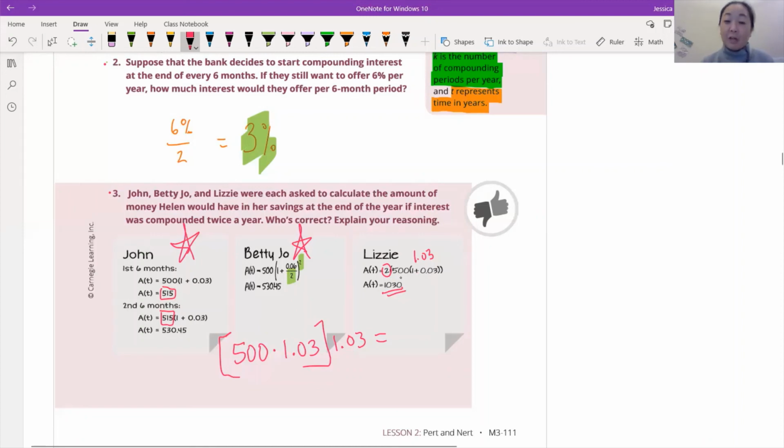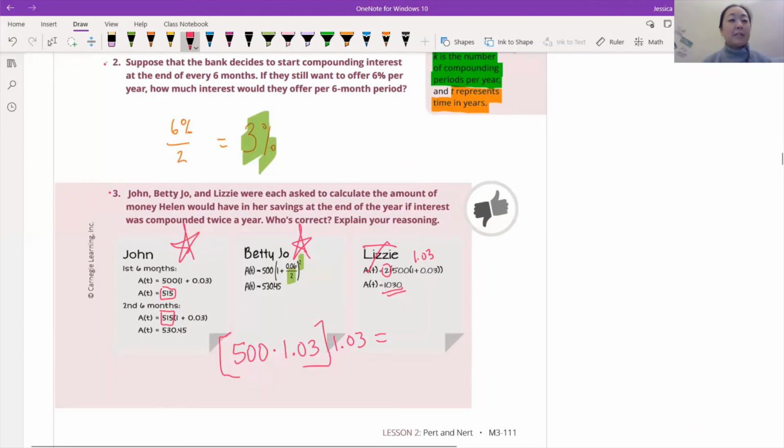And where did the $500 come from? Not from the bank. That was from Helen. So they're not trying to double whatever you deposit. That's not what's going on here. So that's why Lizzie's is not correct. I would like Lizzie's to be correct, but it's not.